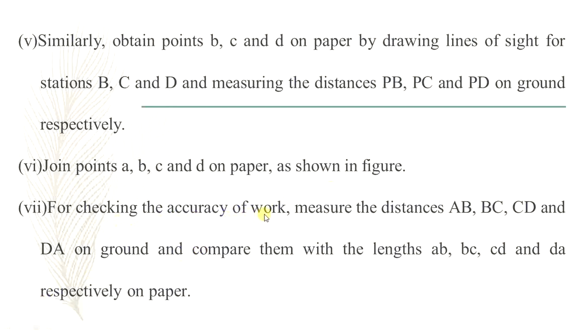Next, for checking the accuracy of the work, we have to measure the distances AB, BC, CD and DA on the ground and compare them with the lengths of AB, BC, CD and DA respectively on paper. To cross verify the accuracy of the work, we have to measure the actual distances on the ground, AB, BC, CD and DA, and compare these distances with the lengths of small ab, small bc, small cd and small da on the paper.